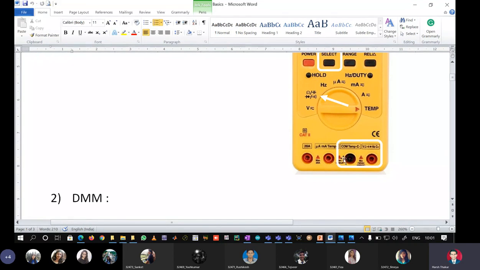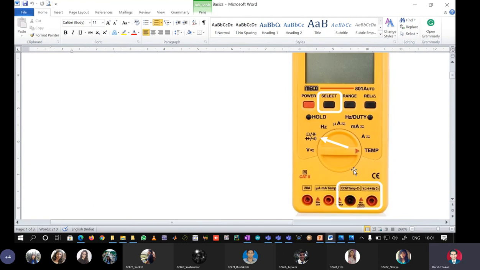To the left of the common socket is written mu A, mA and temperature. This socket is to be used when your current is of the order of a few microamperes or milliamperes, and the leftmost red socket is marked 20A, that is 20 amperes. If you want to measure high current, you have to use this socket. Simply using the correct socket is not sufficient. Along with this, the rotary dial must also be at the correct position, and after that you have to select the proper mode. So correct sockets, correct functionality and correct mode is important for using the DMM flawlessly.